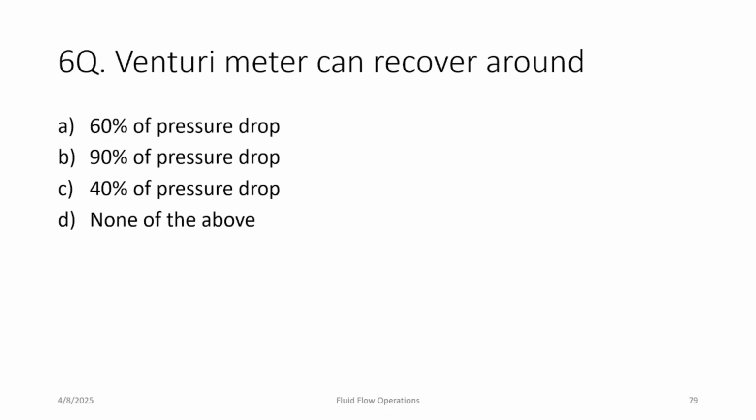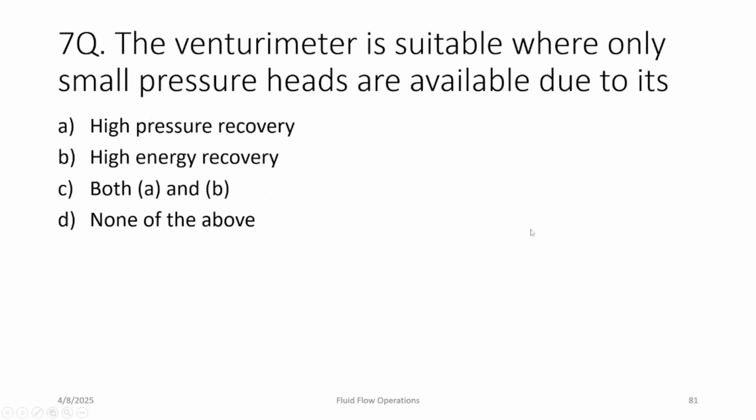So coming to the sixth question, a venturimeter can recover around: 60% of pressure drop, 90% of pressure drop, 40% of pressure drop, none of the above. So a venturimeter can recover around 90% of the pressure drop, which is option B. Coming to the seventh question, the venturimeter is suitable where only small pressure heads are available due to its: high pressure recovery, high energy recovery, both A and B.